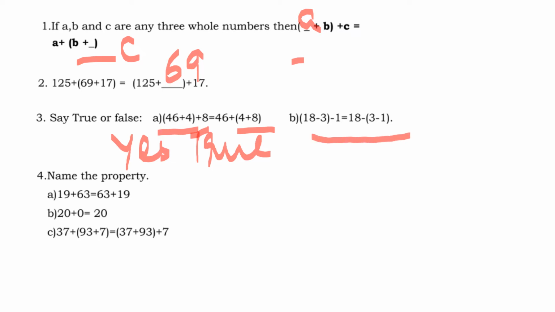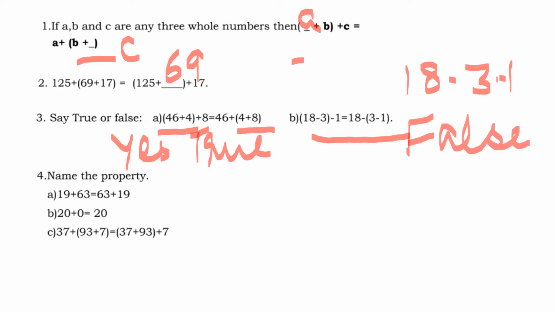In the second problem, we know that the three numbers given to you are 8, 3 and 1, and they have given you the subtraction problem here. We know that the associative property does not hold good for subtraction problems. Thus, this problem is false.